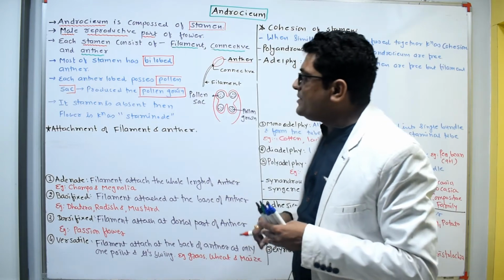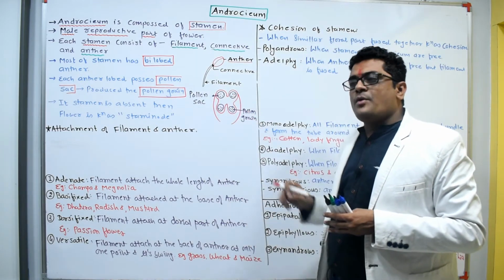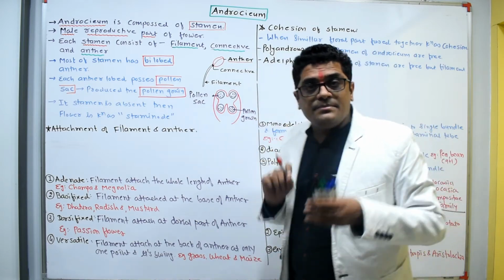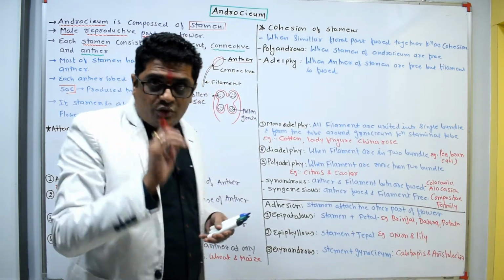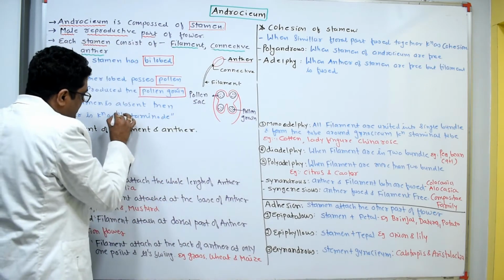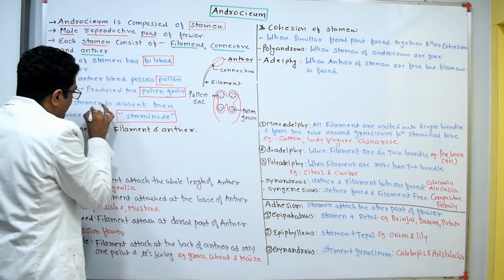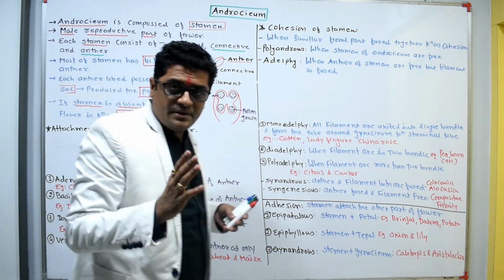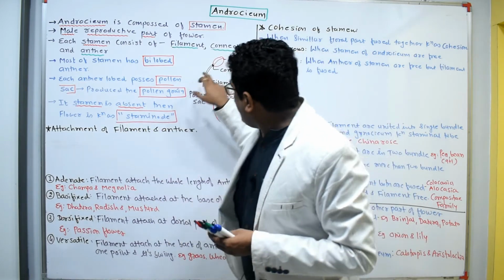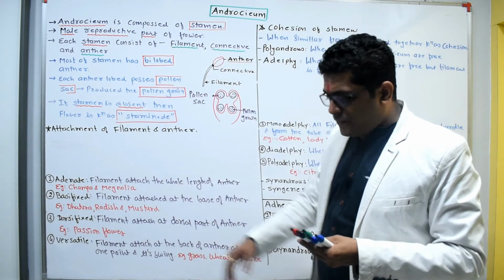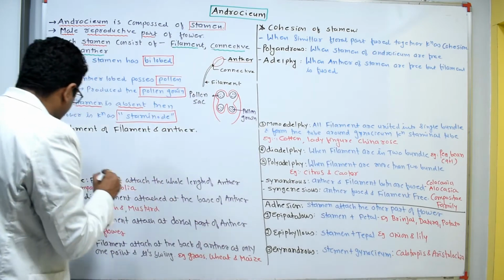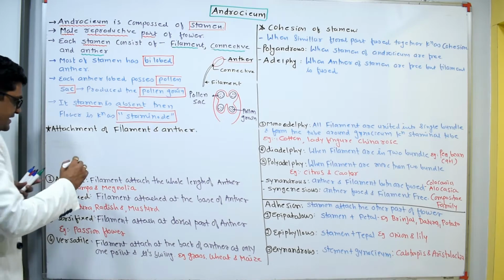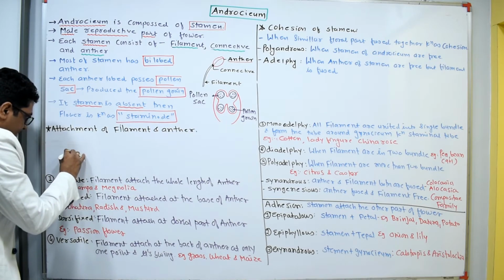Now, how does the filament attach to the anther? There are four ways. The first one is adnate. In adnate, the filament is attached to the whole length of the anther. The filament is attached along the entire length of the anther, as in the bilobed anther, this is the first one.